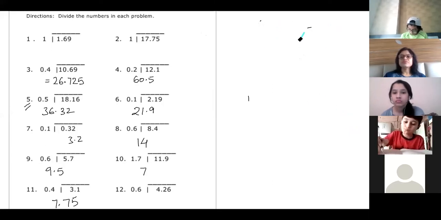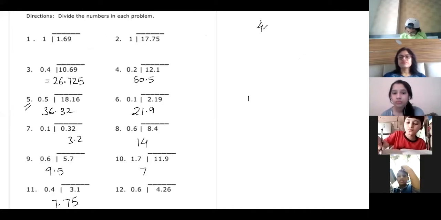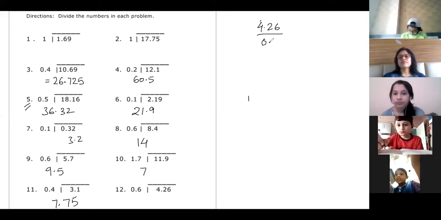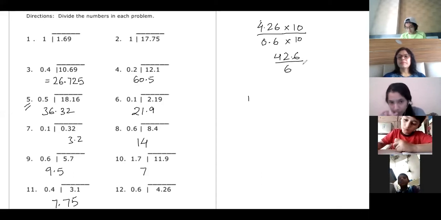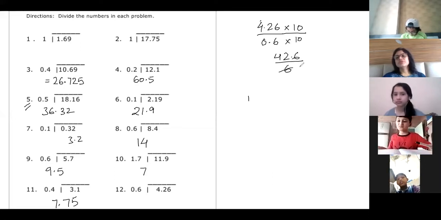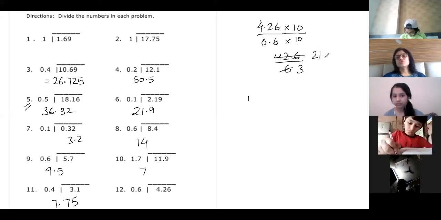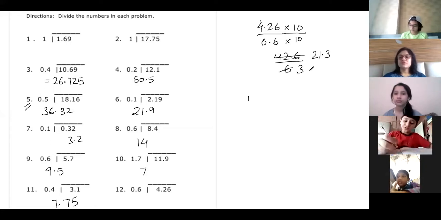Okay. Ma'am, this will be 4.26 upon 0.6 and then you will multiply by 10. It will become 42.6 and by 6. Okay. Ma'am, here I have a doubt. You can simplify 42 and 6. Can you simplify? Yes. So it will be 2, 3s are 6 and 2, 21. And then 3 ones are 3. 21.3. 6 is also there now. So 21.3. Ma'am, which method is this?